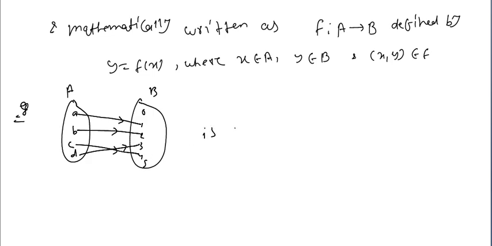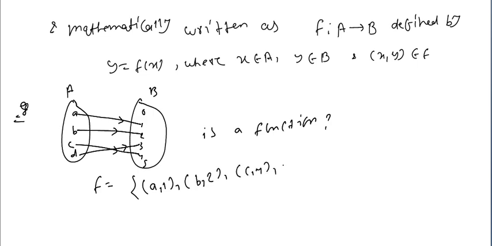Is it a function or not? Just check by the definition. Set A has a total of 4 elements, and every element has a unique image, that is, a unique relation with an element of set B. No element of set A is without an image in B. Every element has a relation with elements of set B. So this is a function, because if we put it in the form of ordered pairs, f is the collection a related to 1, b related to 2, c related to 4, and d related to 3. That is, every element has a unique relation with the elements of set B. So this is an example of a function.